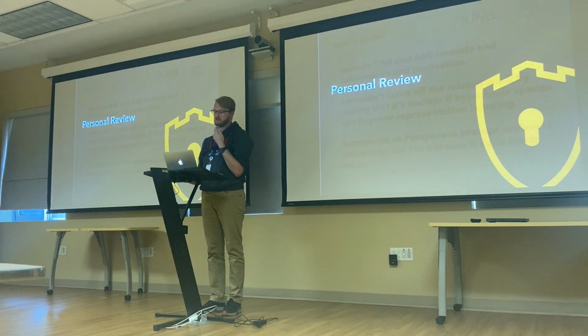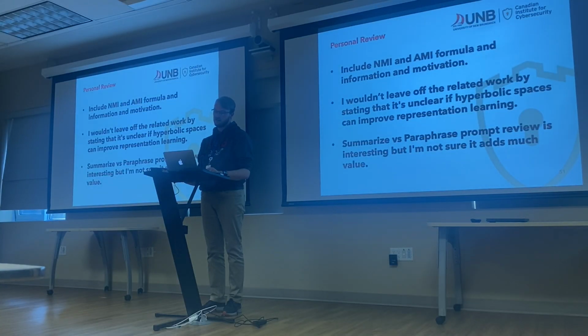My personal review is to include the normalized mutual information and adjusted mutual information formula and information as well as some motivation for someone reading it for the first time. To have to kind of dig through and search for that was a little bit of a pain. I also wouldn't leave off the related work by stating that it's unclear if the hyperbolic spaces can improve representation learning. I just wouldn't include that. I don't think it strengthens the work.